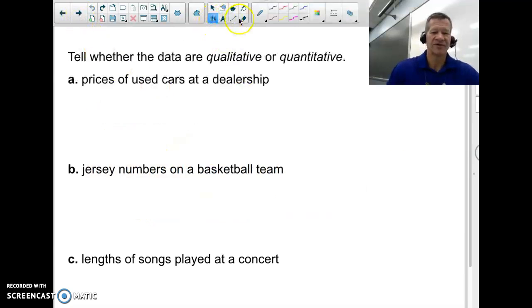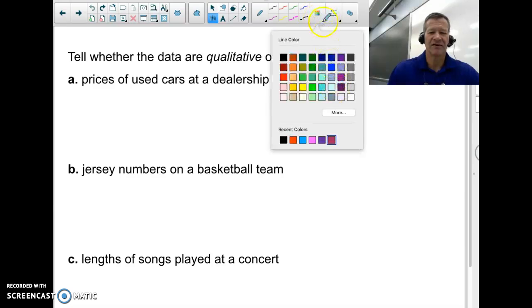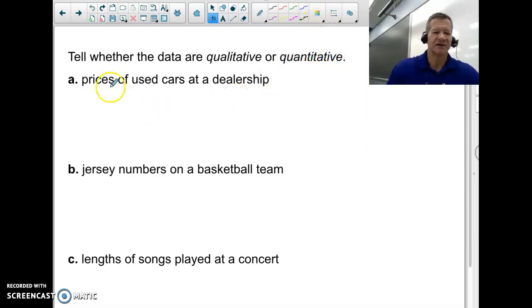These problems are pretty straightforward. One of them you may have a little bit of difficulty with, but let's see here. Tell whether these are qualitative or quantitative. First one, A, prices of used cars at a dealership. Well, those are prices, okay? One car might cost 25,000, one might cost 30,000, and so on. Those are definitely quantities, so that is a quantitative measurement.